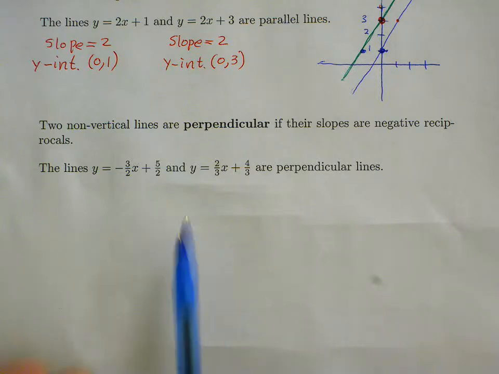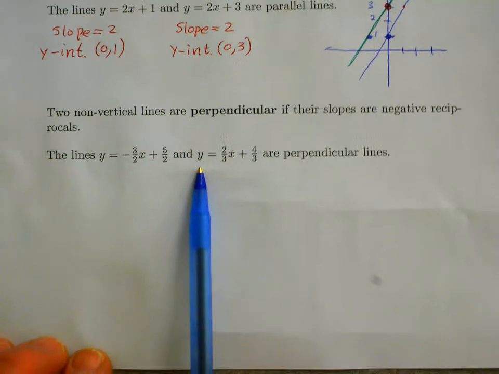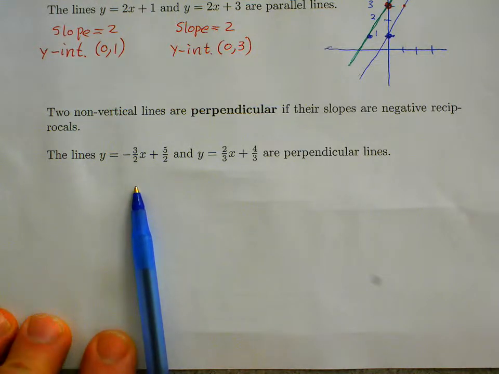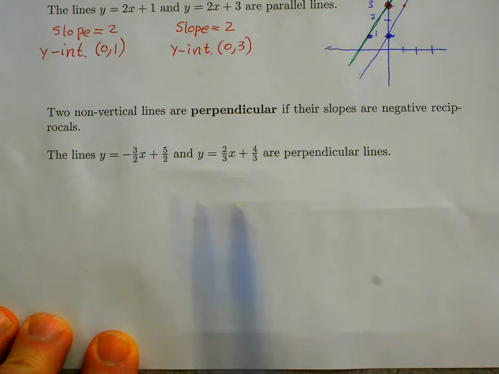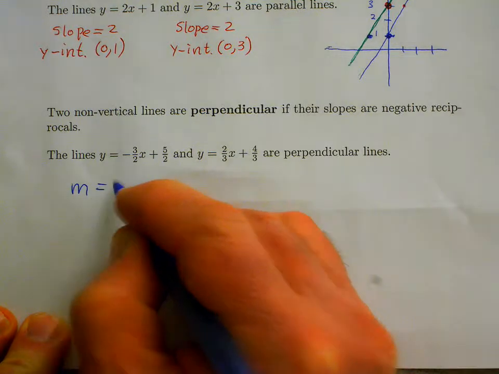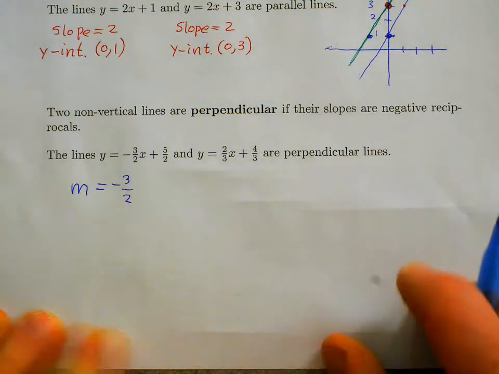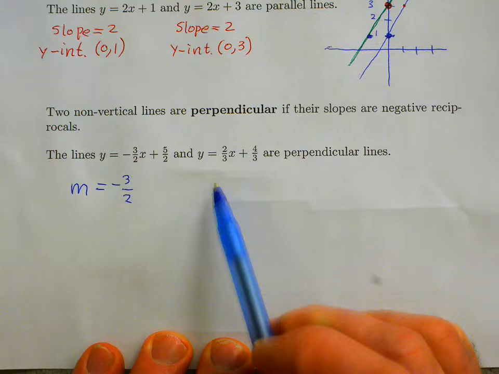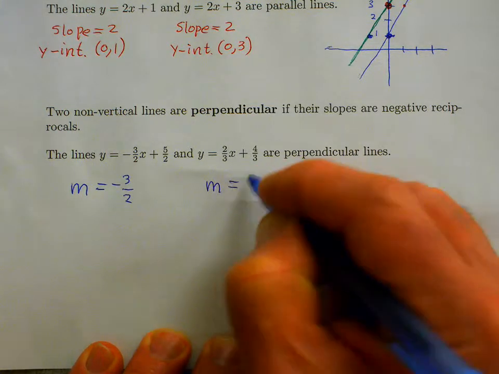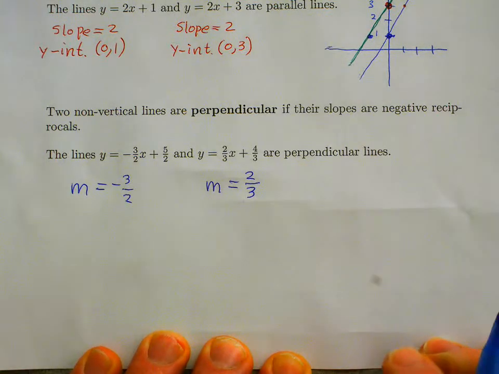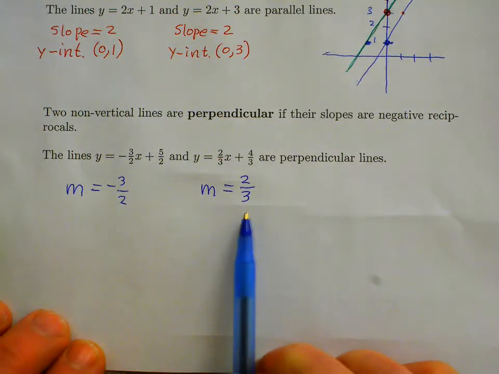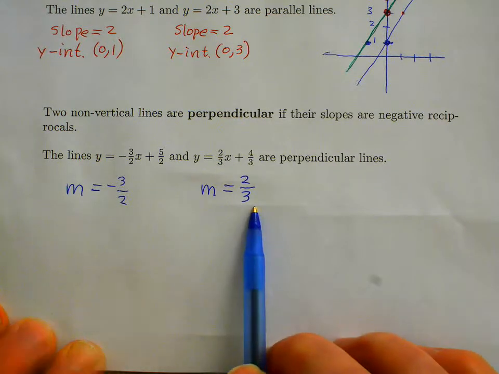So here's an example of two lines that are perpendicular. On the left, y equals negative 3/2 x plus 5/2. The slope of this line is negative 3/2. And the other line, y equals 2/3 x plus 4/3. The slope of this line is 2/3. So the two slopes are negative reciprocals.